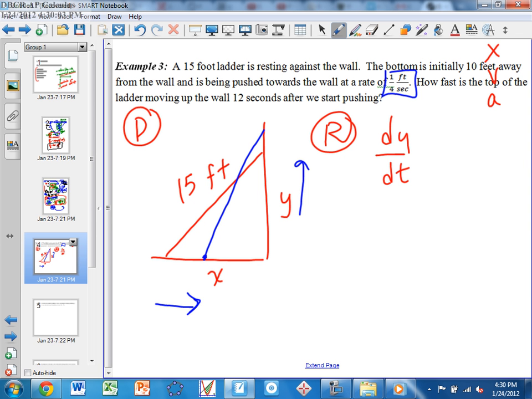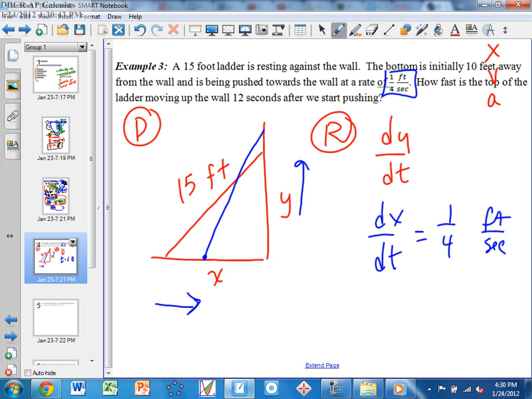So we're trying to find the rate at which it changes, but we're given something along the bottom. We're told that it moves toward the wall at a rate of 1/4 feet per second. What can I write from that? Okay, velocity of the x, velocity in the x direction. No, the velocity in the y direction. We're trying to find the velocity in the y direction. It says, find the rate at which it moves up the wall. So dx/dt equals 1/4.